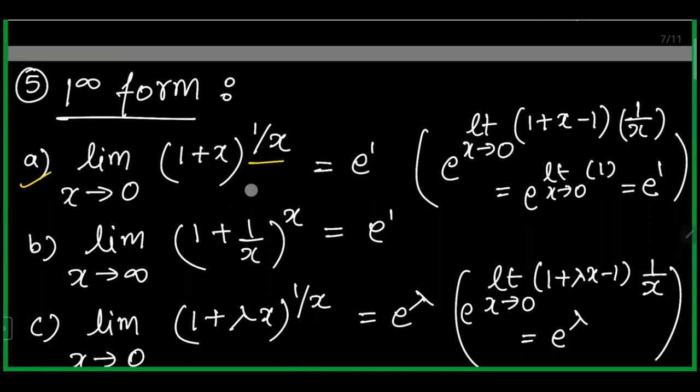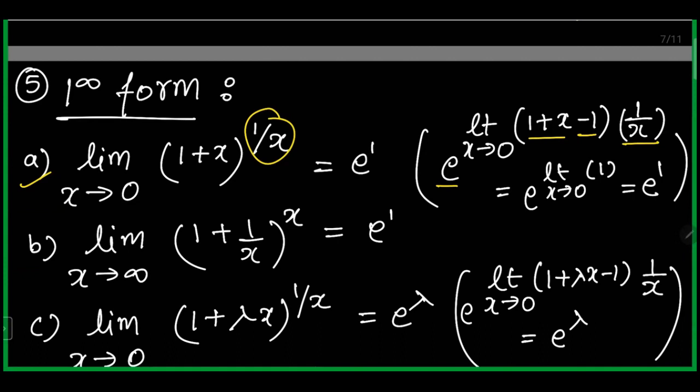So what you do is you say e raised to power limit x approaches to 0. Whatever is your limit, you say limit x approaches to 0. Then whatever is inside, just write this as such and subtract 1. And whatever is in the power, just multiply that.